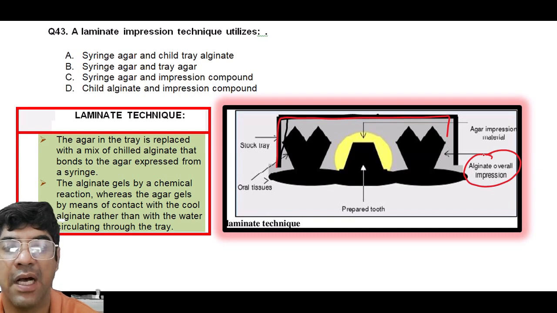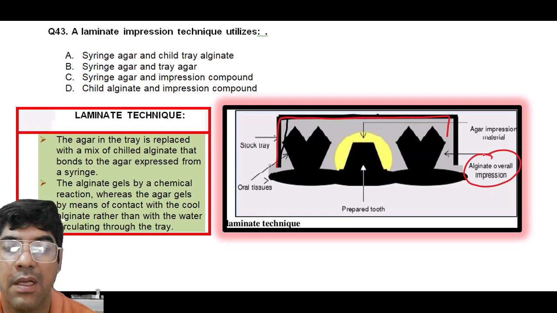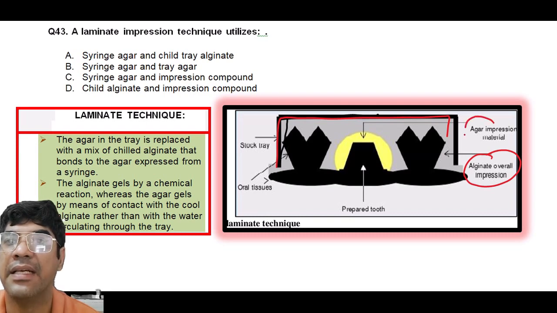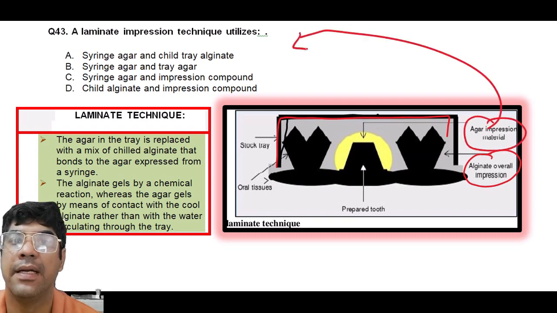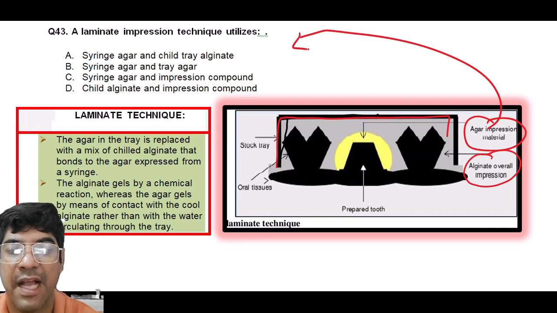Agar is a reversible hydrocolloid that is often used in conjunction with alginate, that is a laminate technique. So it is usually prepared by dissolving agar powder in water and then heating to create a gel-like consistency. So using a syringe, express the warm agar material onto the surface of the alginate in the tray.